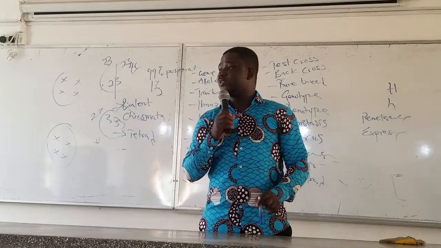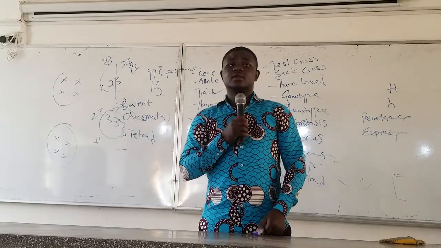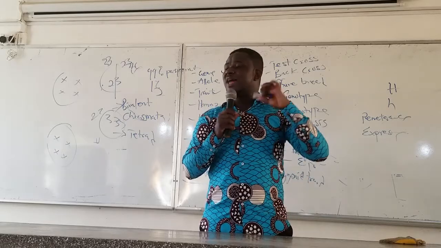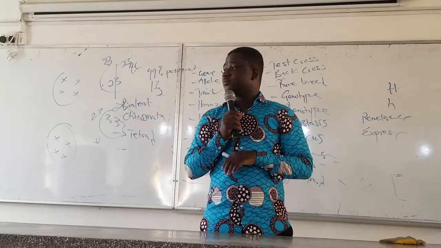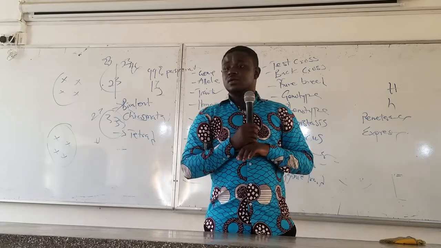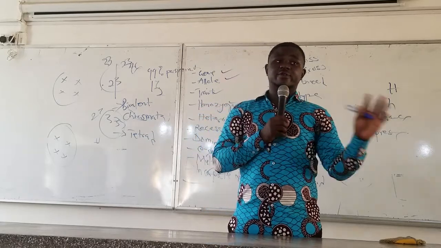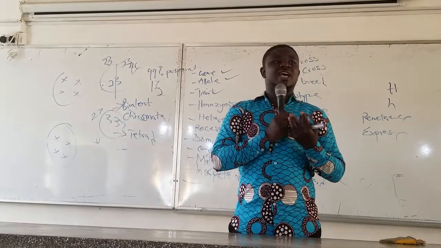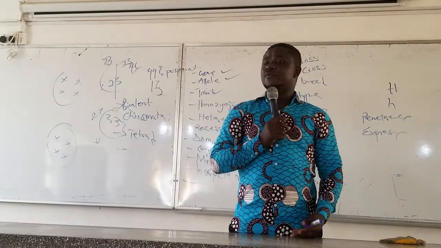What's the name of the plant? Pisum sativum, garden pea. And why did he plant that specific plant? There are several reasons why he planted that. One, because it was an ephemeral. What are ephemerals?